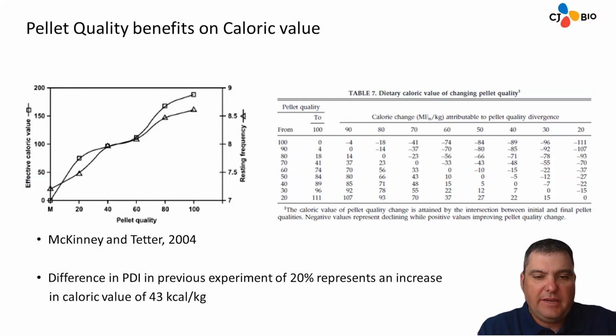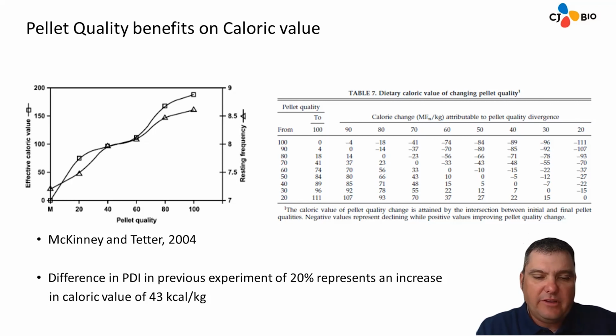McKinney and Teeter back in 2004 published a paper demonstrating they used metabolic chambers and quantified the actual caloric value of pelleted versus non-pelleted feed, or the caloric value of diets ranging in the percentage of pellets that they had. And here, if you utilize this curve, that allows you to determine the dietary caloric value.